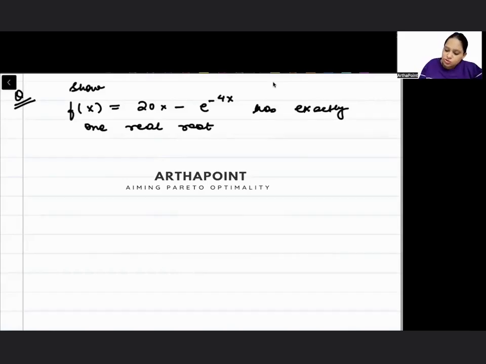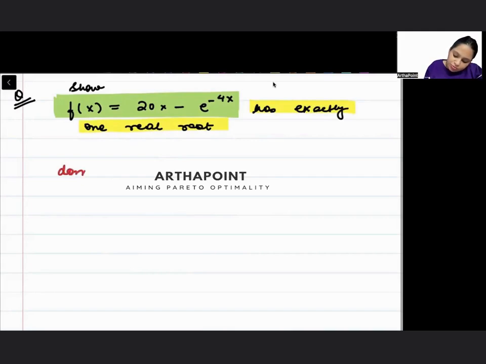Okay, beta, look into this question. You're given this function and you have to prove that it has exactly one real root. Acha, can you tell me what will be the domain of this function? Iska domain kya ho sakta hai?